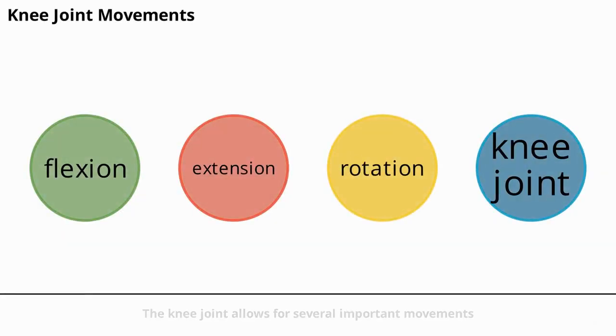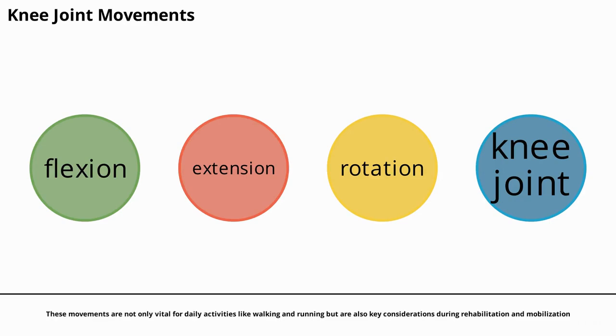The knee joint allows for several important movements. Flexion is primarily performed by the hamstrings, while extension is driven by the quadriceps. Medial rotation is facilitated by the semimembranosus, and lateral rotation by the biceps femoris. These movements are not only vital for daily activities like walking and running, but are also key considerations during rehabilitation and mobilization. Understanding which muscles contribute to each movement helps therapists target specific areas for strengthening or stretching.